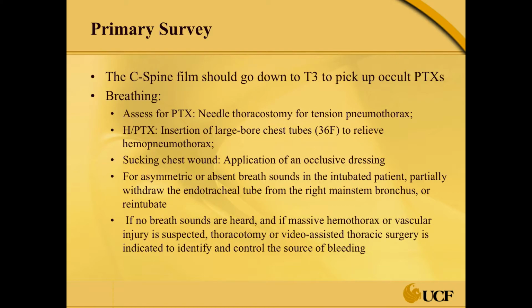For breathing, assess for pneumothorax. Obviously, needle thoracostomy. For tension pneumothorax, remember that that is inserted at the midclavicular line, right? Usually it's at the second intercostal space, midclavicular line. If they have a hemothorax or a pneumothorax, they're going to need a large bore chest tube, okay? Especially hemopneumothorax, because remember that the smaller the chest tube, the more likely it is to get clogged.